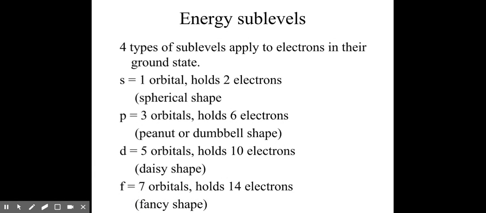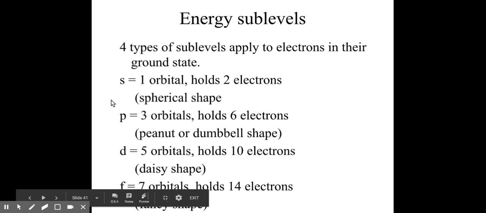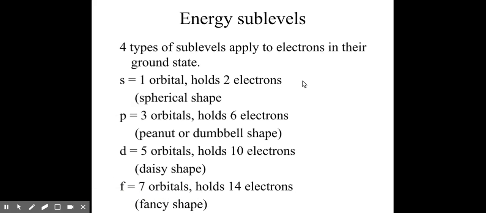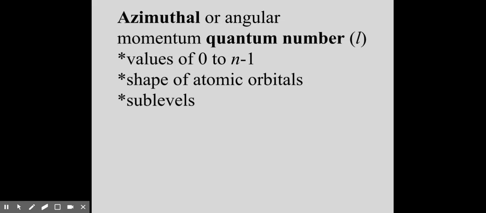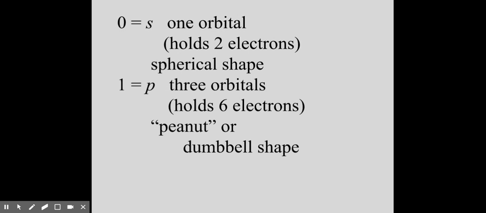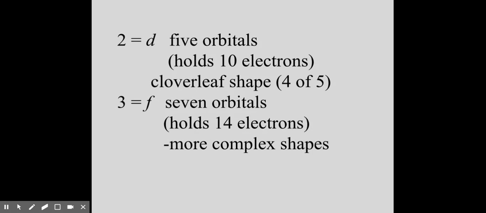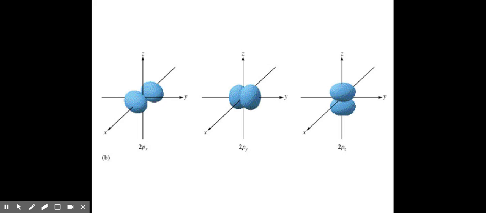Now, the energy sublevels. There are 4 different types of sublevels: s, p, d, and f. And we'll get to quantum numbers in just a sec. These quantum numbers are not on the AP test, so I'll run through them real quick. The first quantum number is n, and it has a positive integer. The next one is the azimuthal quantum number. It shows the sublevel, where s is 0, p is 1, d is 2, f is 3. Now, these are on the AP test.